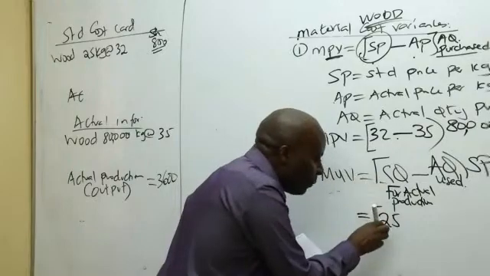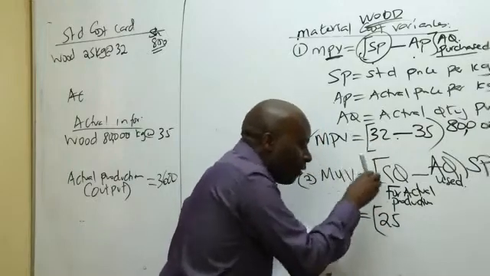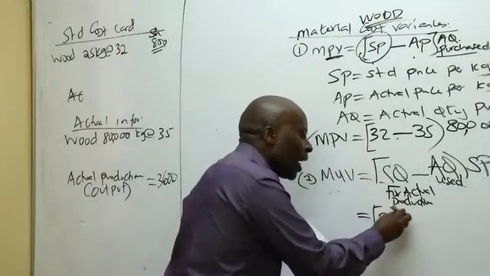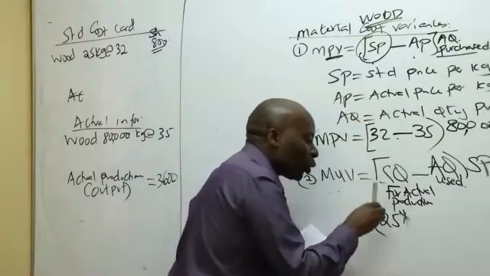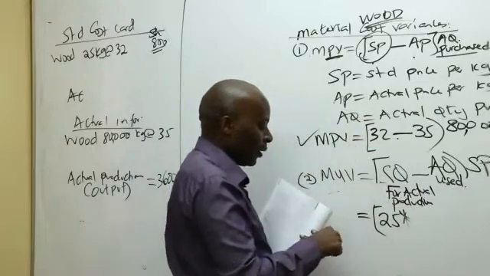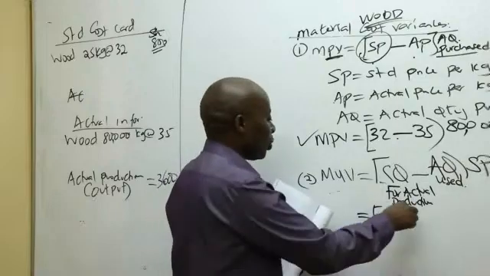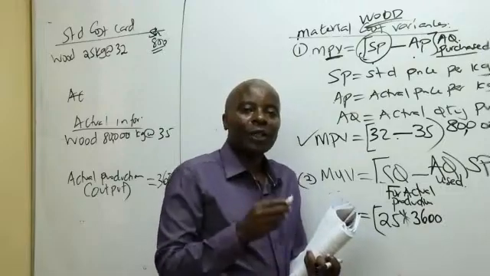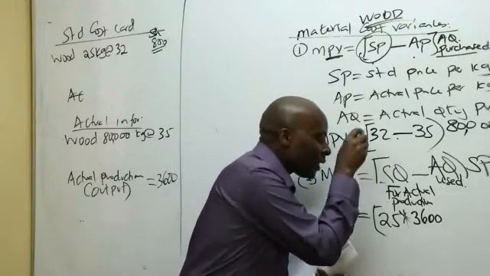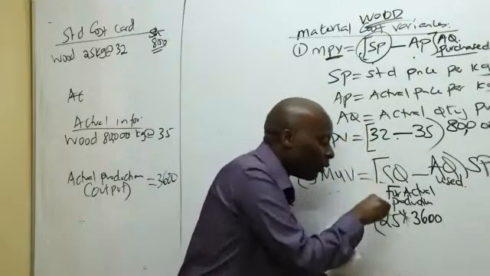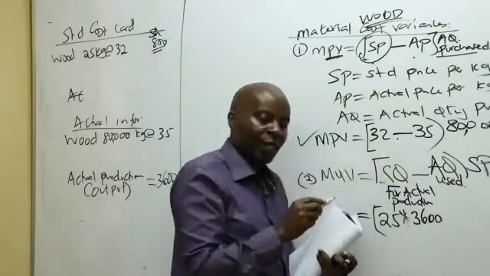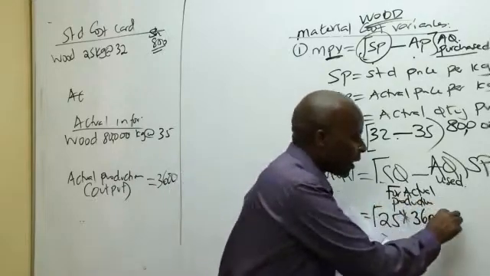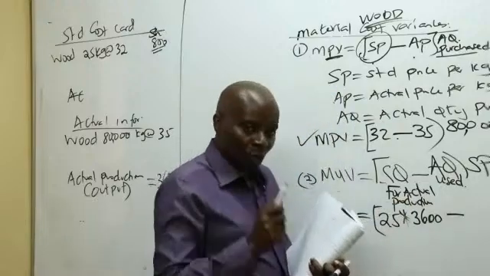Always remember that for standard quantity, we must always pick a quantity from the standard card and then we multiply it with what? With the actual output, which in this case here I'm told was 3,600. Actual output in full. This is standard quantity for the actual number of units that were produced, minus the actual quantity that was used.